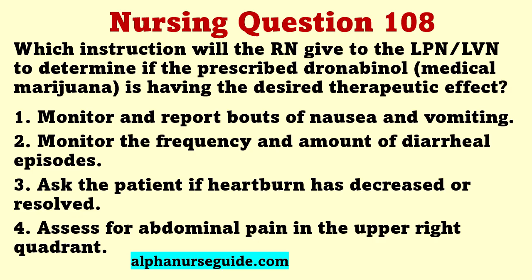The correct answer is 1. Monitor and report bouts of nausea and vomiting. Rationale: dronabinol, medical marijuana, is prescribed to treat nausea and vomiting.